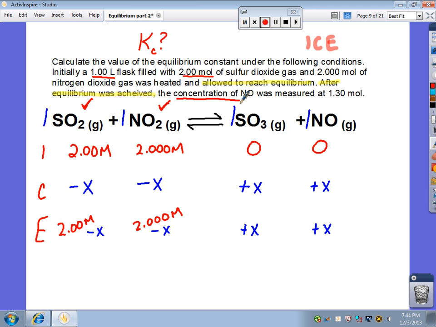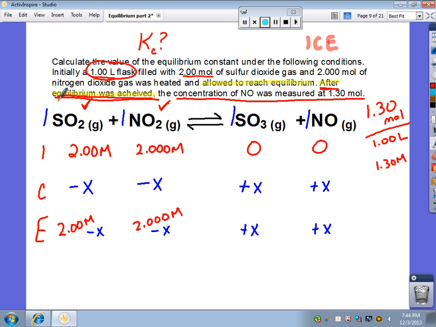So if you look, they tell me that the concentration of NO after equilibrium was achieved is 1.30 moles. Well, let's change that into molarity. So 1.30 moles divided by 1.00 liters. Why is that? Well, we're still in the same flask, aren't we? That's going to be 1.30 molar. And when is that? Oh, that's after equilibrium was achieved. So after equilibrium was achieved, nitrogen monoxide is equal to 1.30 molar. I know that.